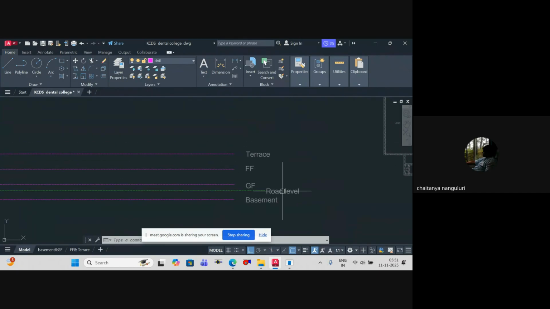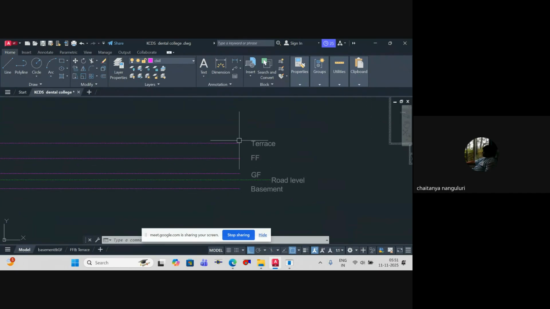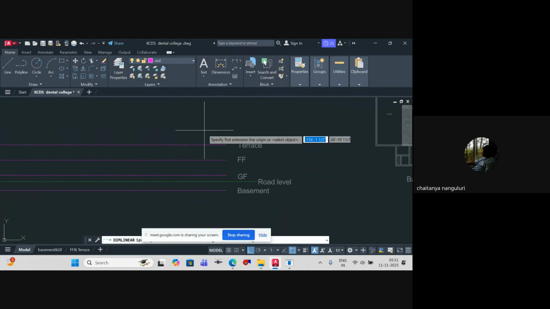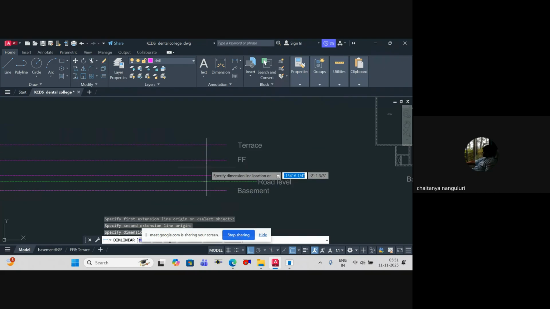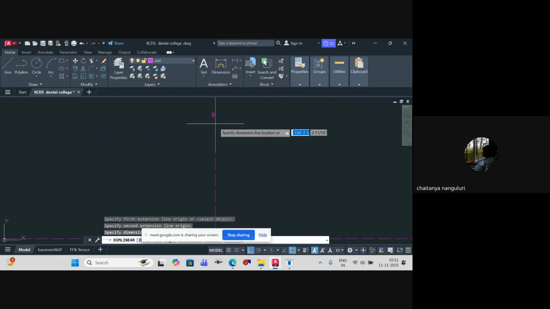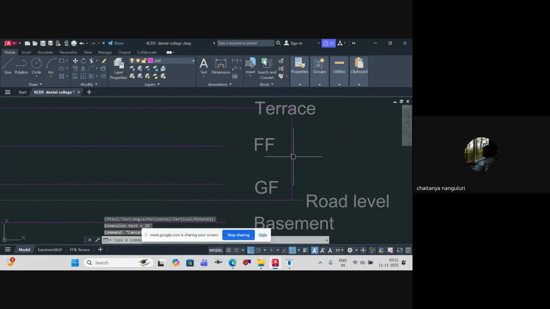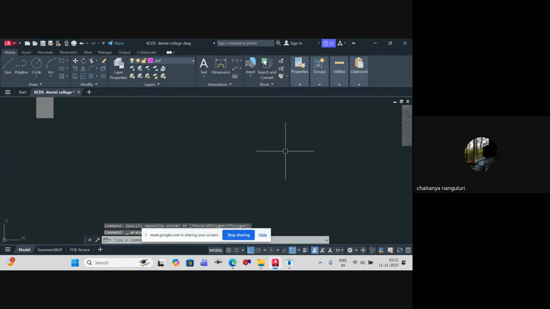So this is the basement, road level, ground floor, first floor, and terrace. These are the levels that we have got. So now, what is the height that's available over here? 29 feet. You agree? So this level is 29 feet. So from the road level, we have got a height of 29 feet. We have to consider that for the building.